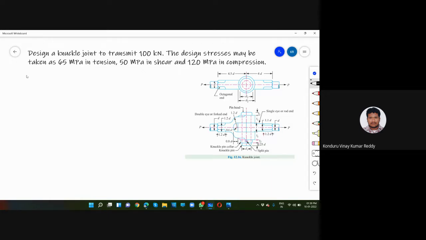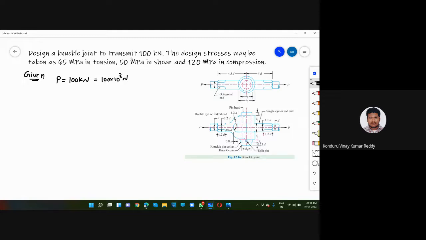First, what is given in the question? The given data is first the transmitting load, that is, P is equal to 100 kilonewtons. We will just represent it as 100 into 10 to the power of 3 newtons.